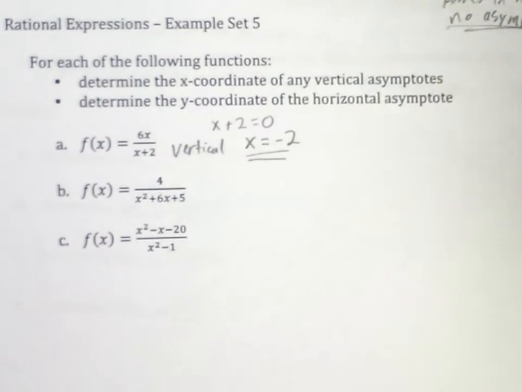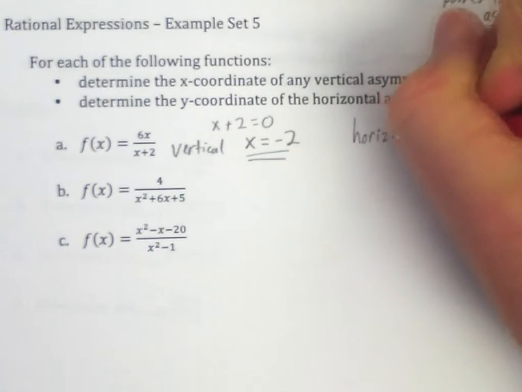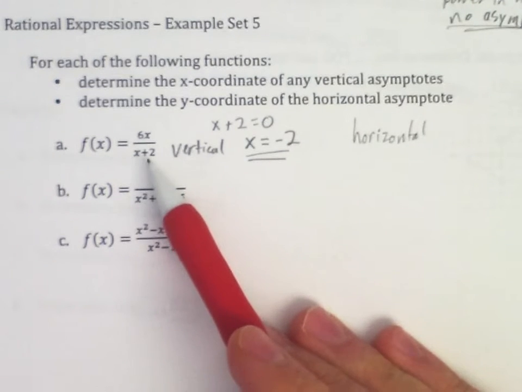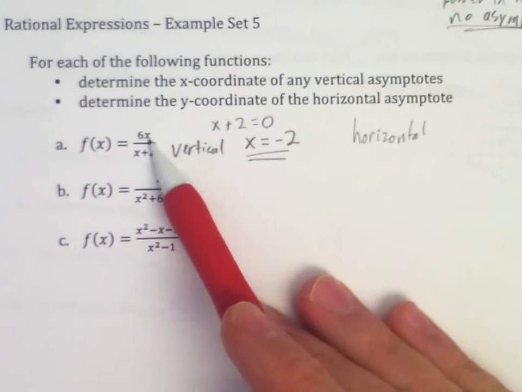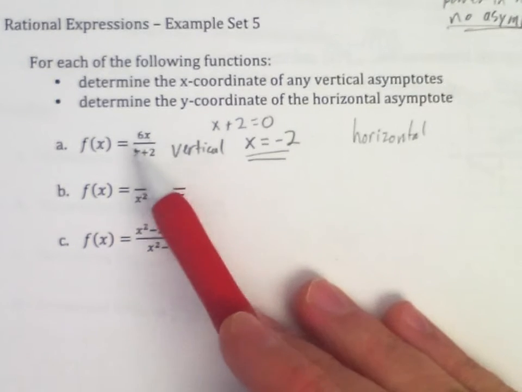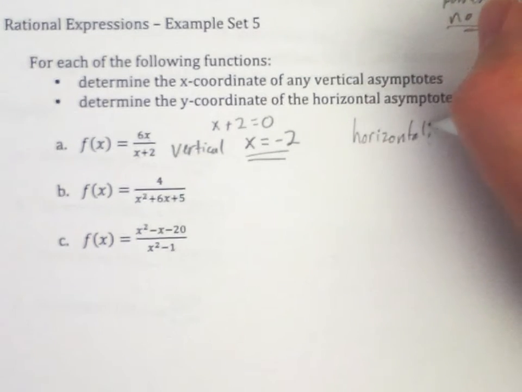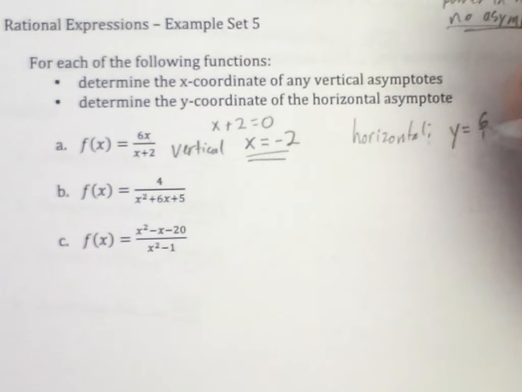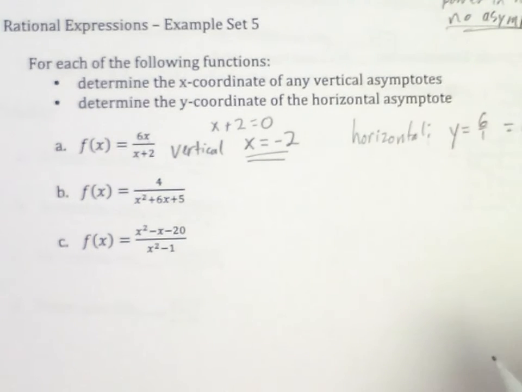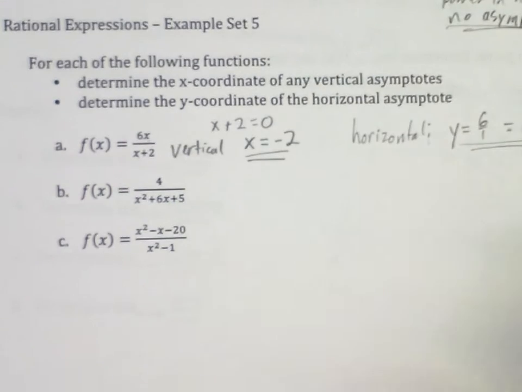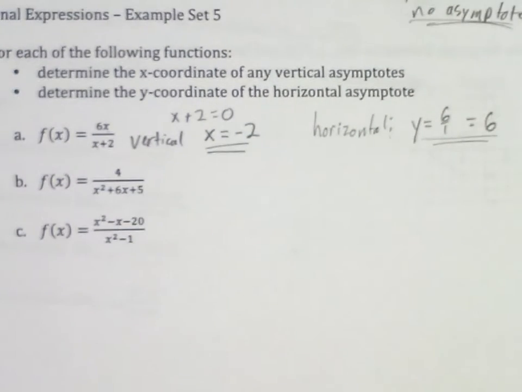And then for horizontal, we look at the powers and see that 1 is the biggest power and exponent here. 1 is also the biggest power and exponent here. So for that one, y is going to be 6 over 1, which is just going to be 6. So y equals 6 is our expression for the horizontal asymptote there. And we could graph that and double check it.